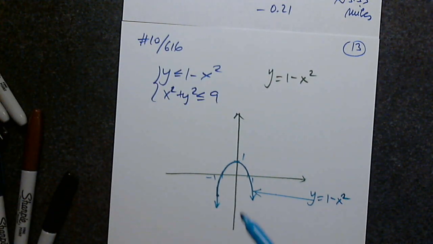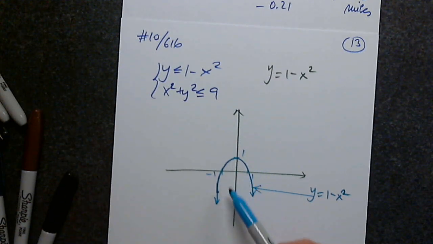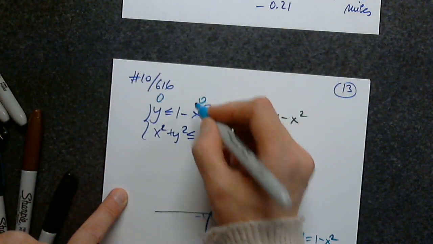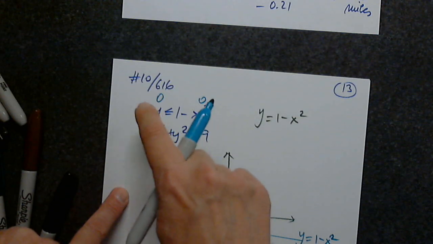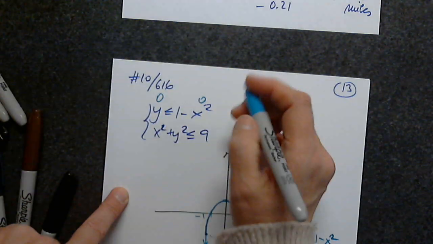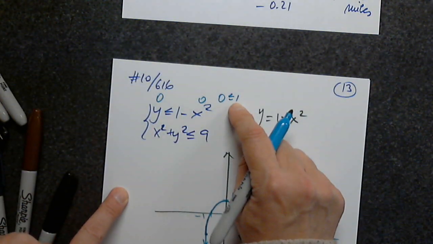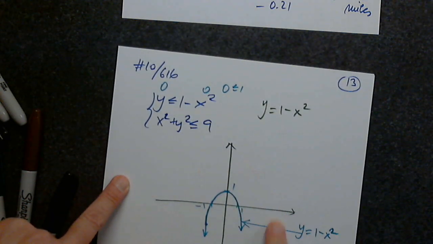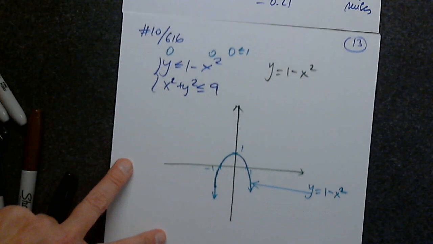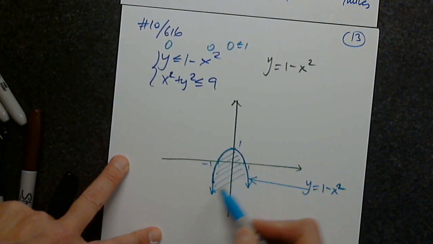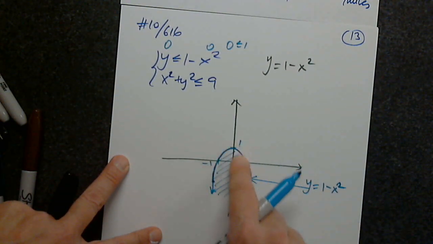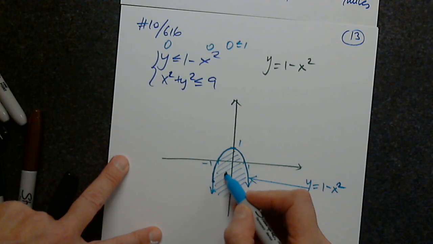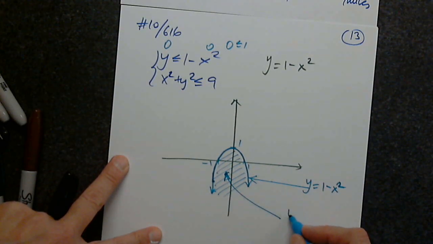Now I check with the origin, so I'm checking the interior. So 0, 0, 0 less than or equal to 1. If you say okay, then I'll shade in the inside. If you say not okay, then I have to shade in the outside. You will say okay? So the graph is this. The inside is this.